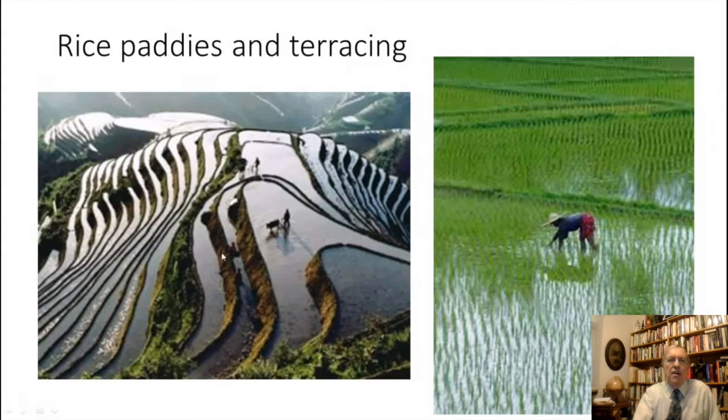And it's not always rice. You can have other kinds of things on terraces. And the Andean Indians terraced land for corn. The Aztecs and the Incas both.